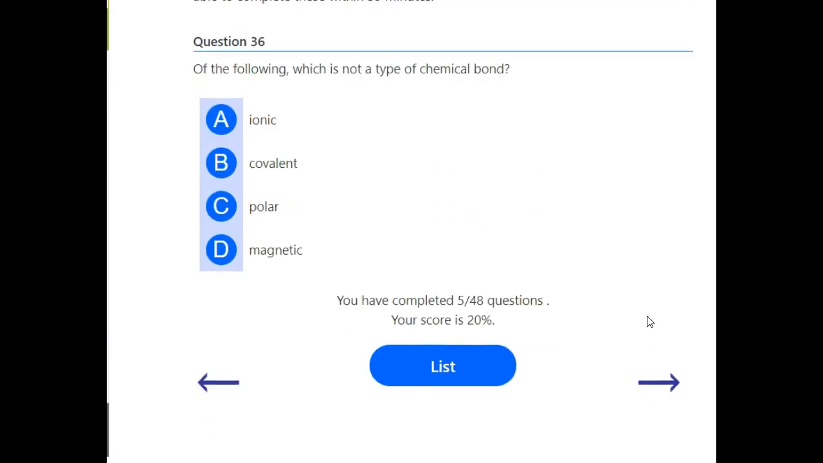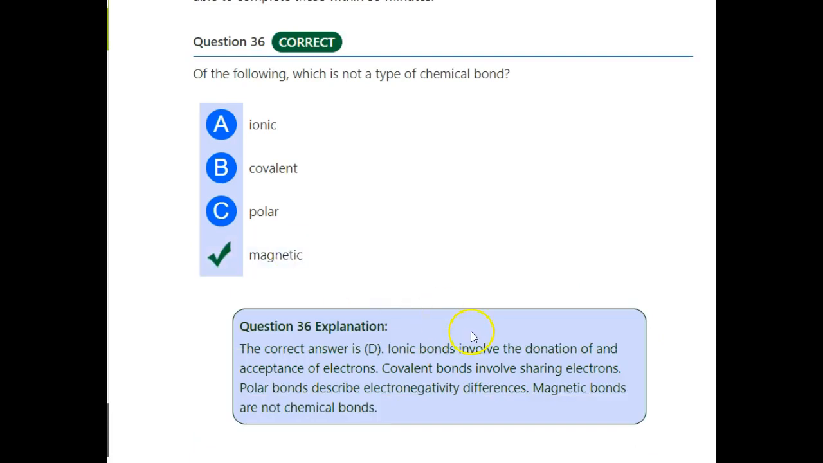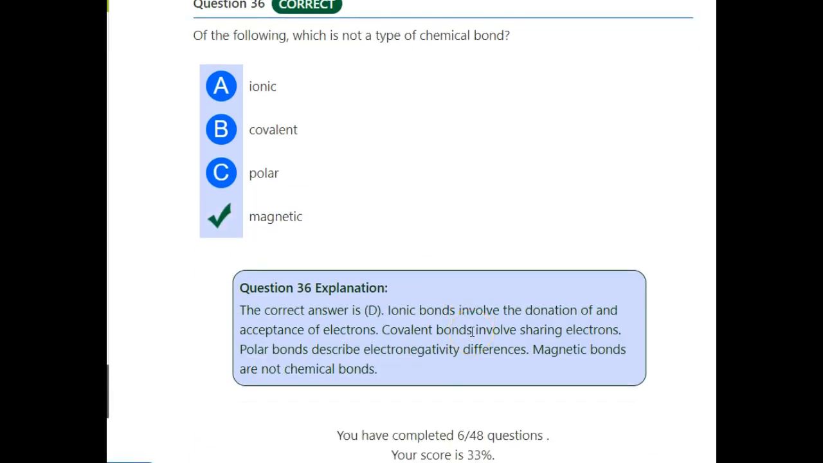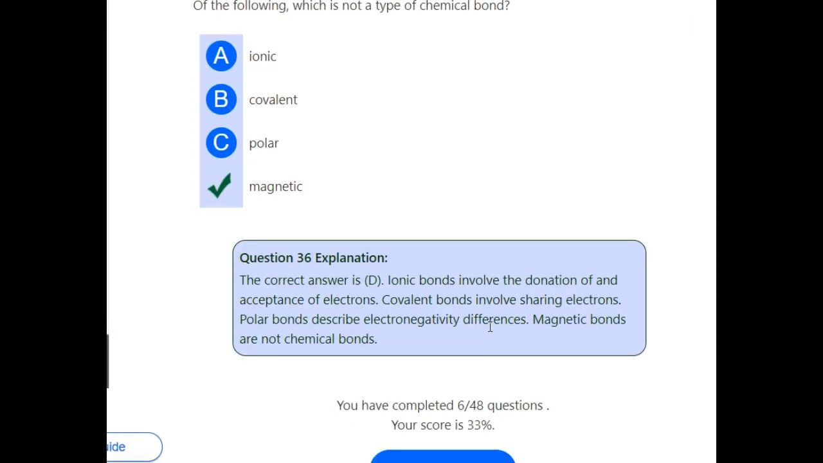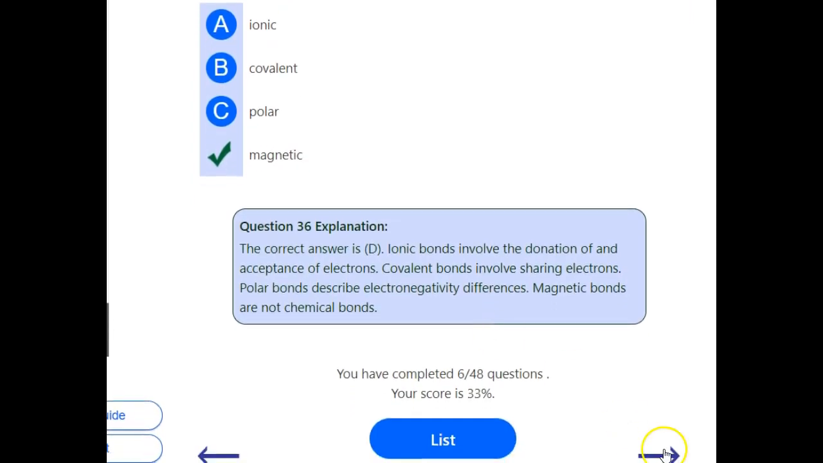Of the following, which is not a type of chemical bond? A. Ionic bond, B. Covalent bond, C. Polar, D. Magnetic. The correct answer is D. Ionic bonds involve the donation and acceptance of electrons. Covalent bonds involve sharing electrons. Polar bonds describe electronegativity differences. Magnetic bonds are not chemical bonds.